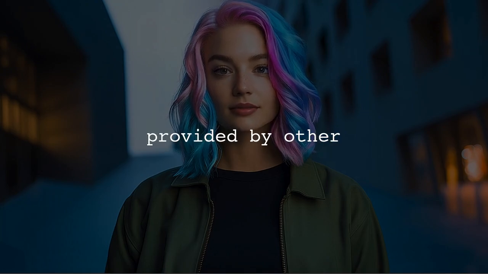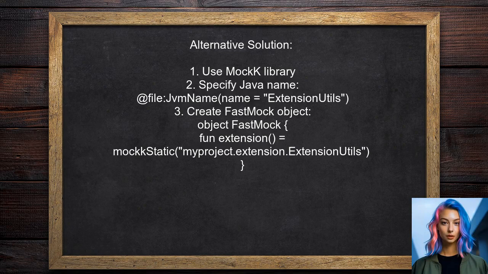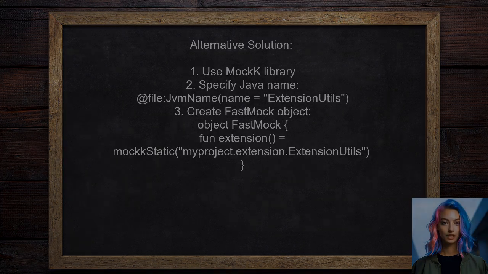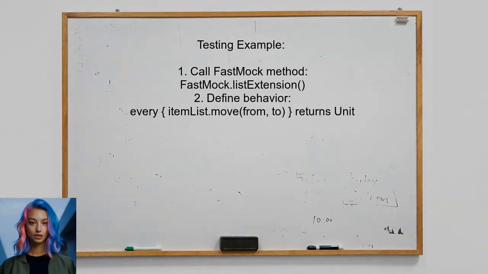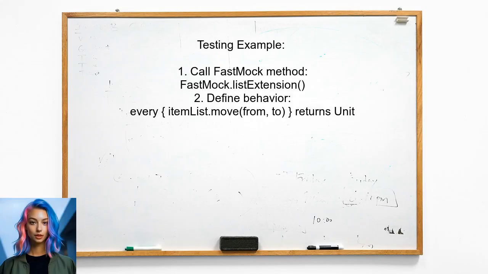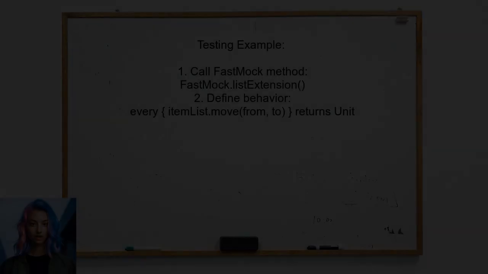Now, let's look at the answers provided by other users. One alternative approach to mocking extension functions in Kotlin is to use the MockK library. First, you need to specify a Java name for your extension file using the JvmName annotation. Then, you can create a fake mock object that includes methods to mock your extension functions statically. In your tests, you can call the fake mock methods to set up your mocks. For example, you can mock a list extension and define its behavior using the every function.